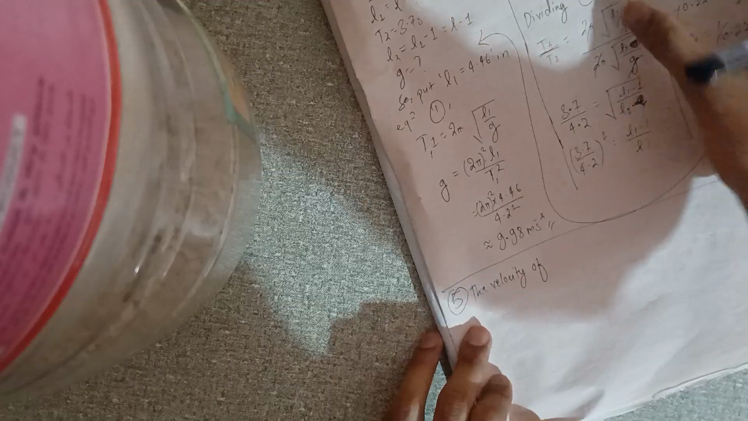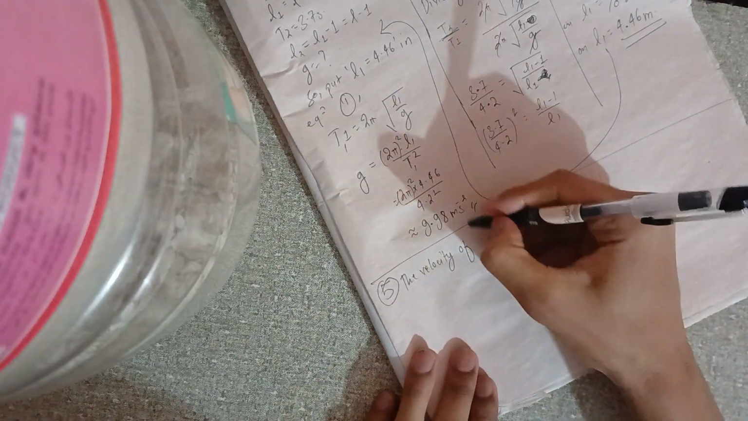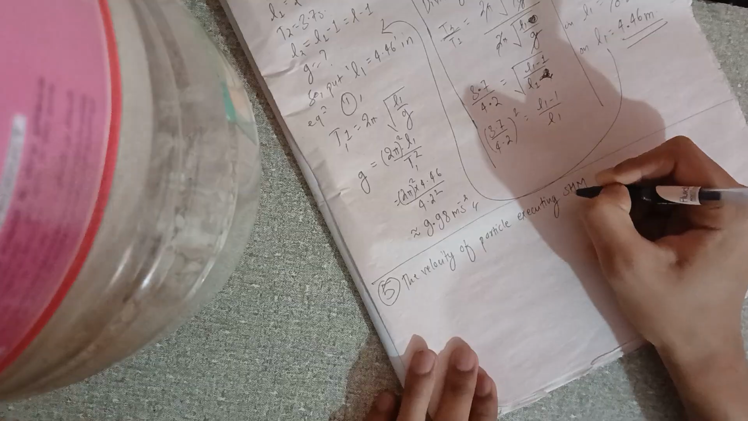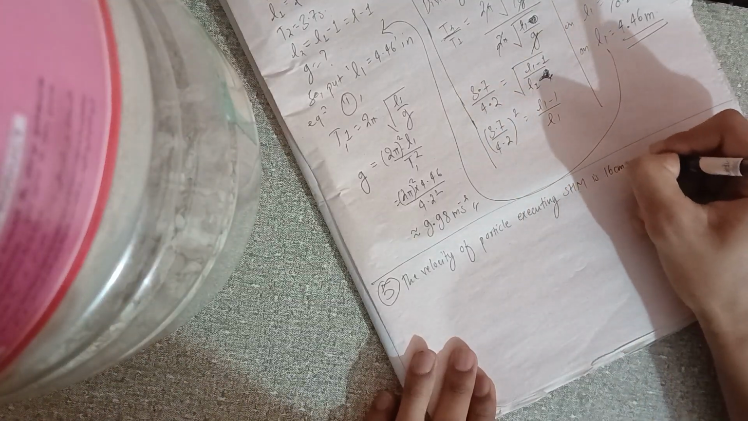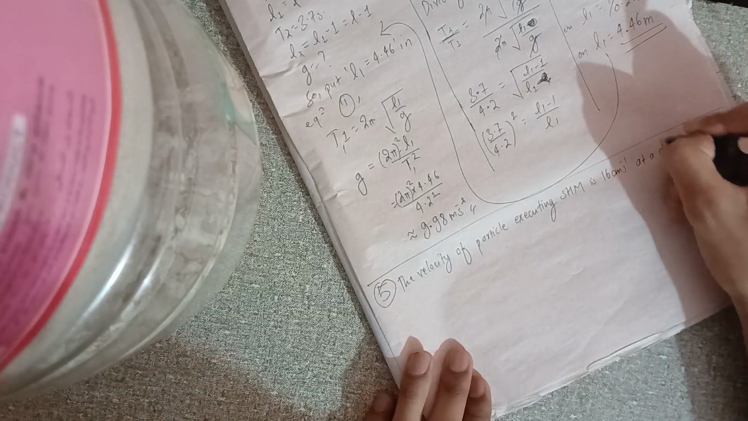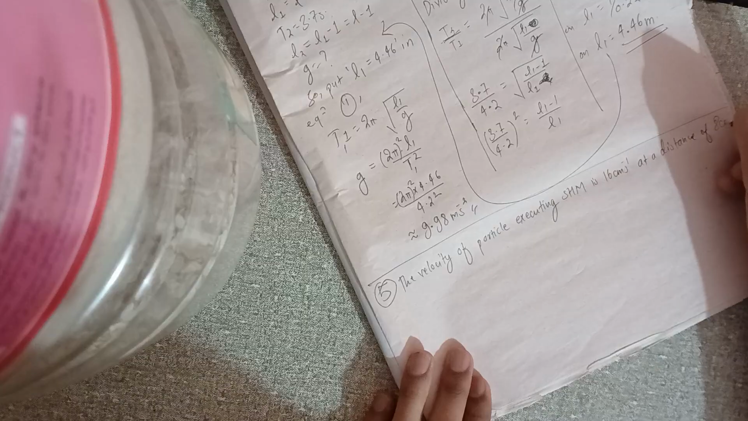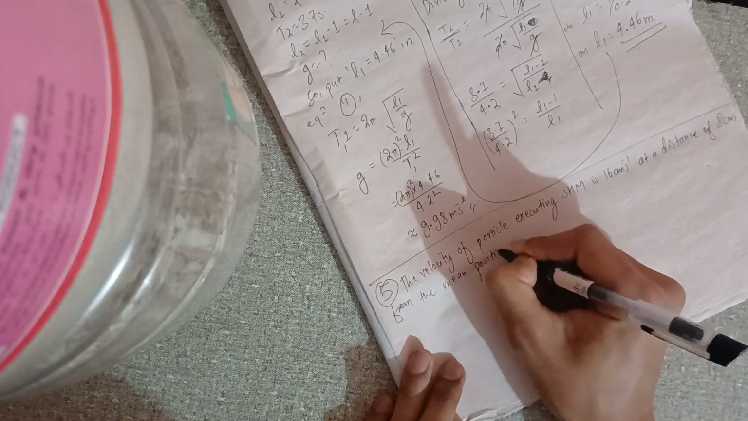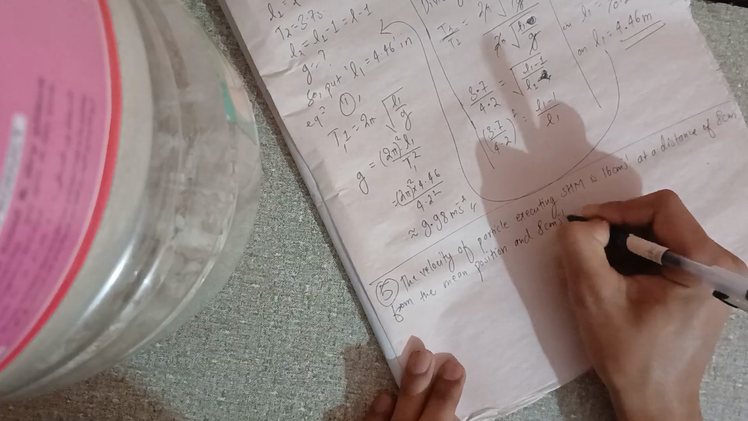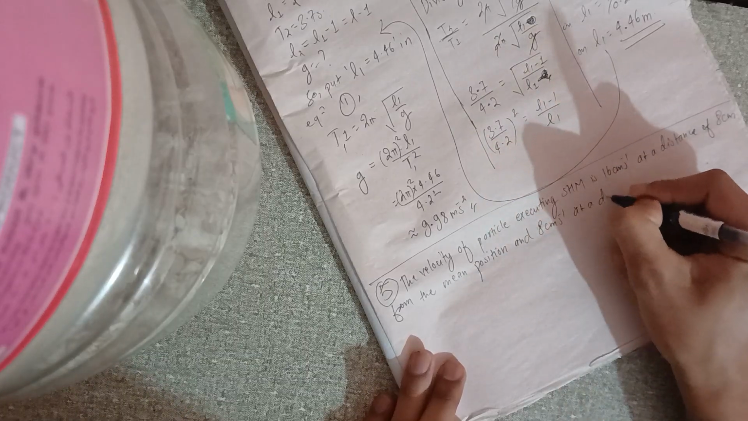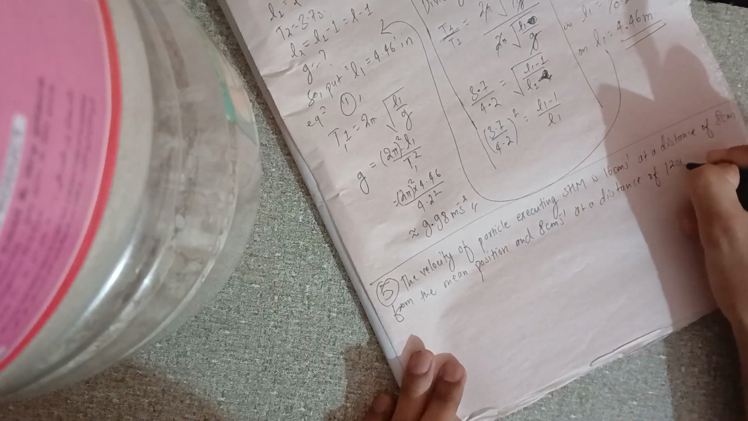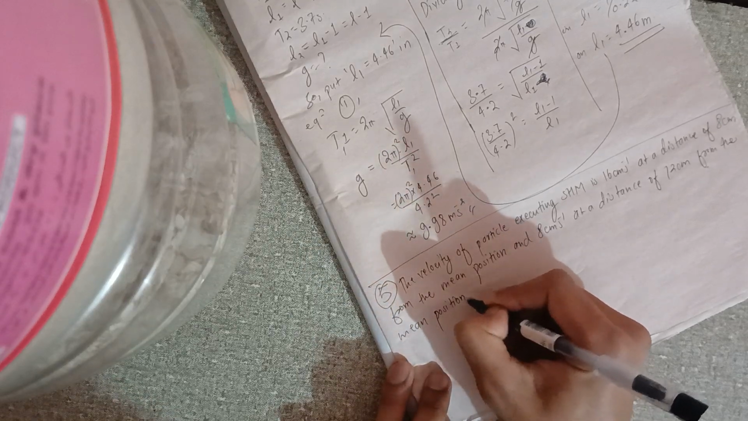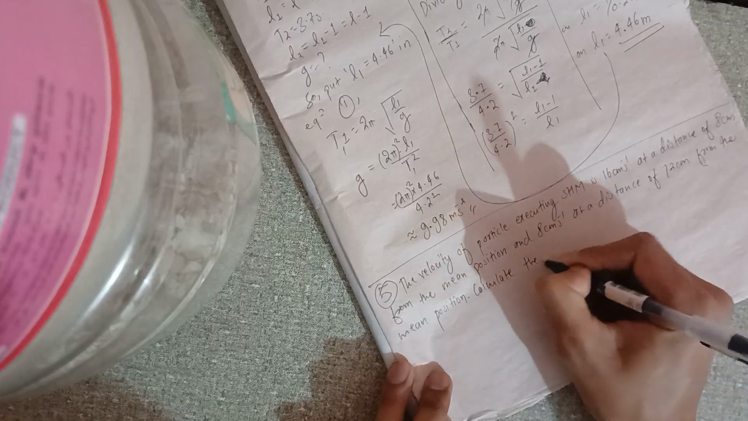Is it visible though? Okay. The velocity of a particle executing SHM is 16 centimeter per second at a distance of 8 centimeter from the mean position, and 8 centimeter per second at a distance of 12 centimeter from the mean position. Calculate the amplitude of oscillation.